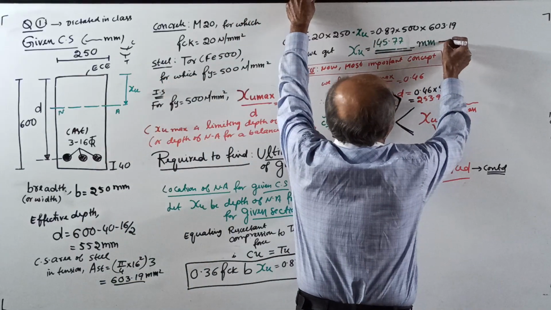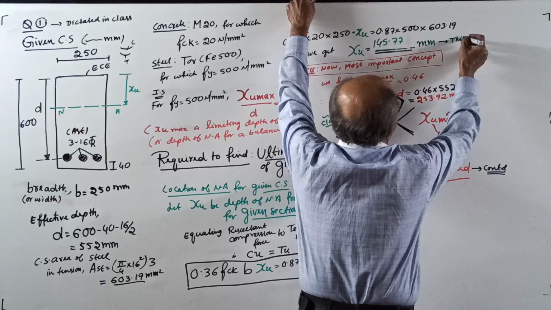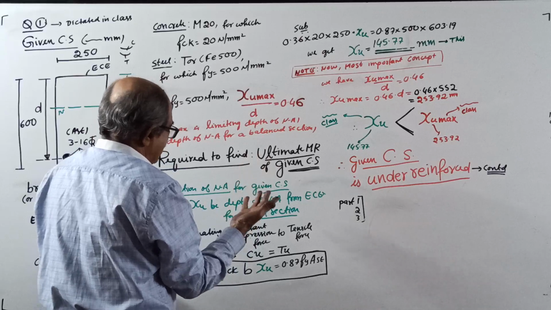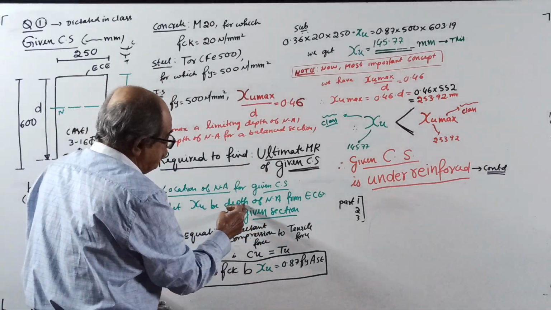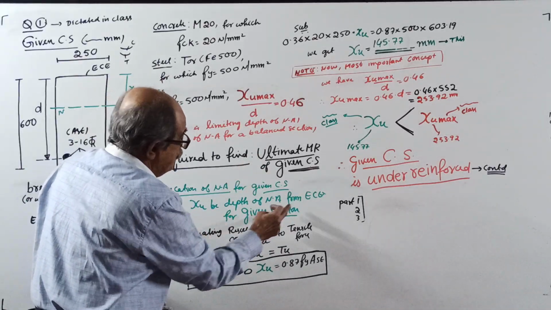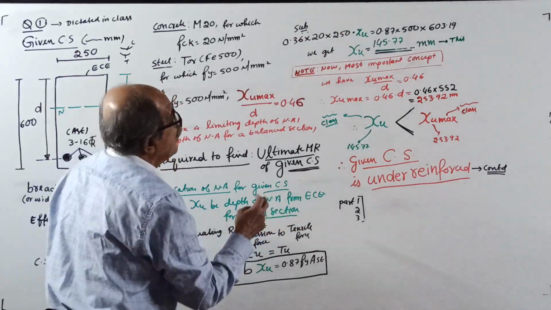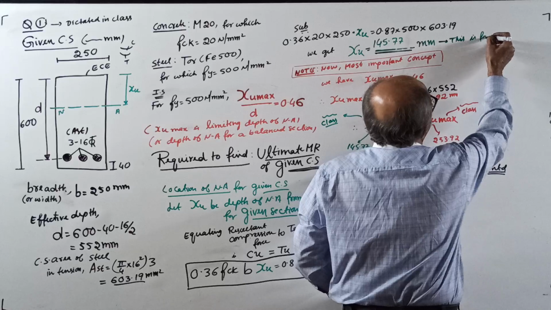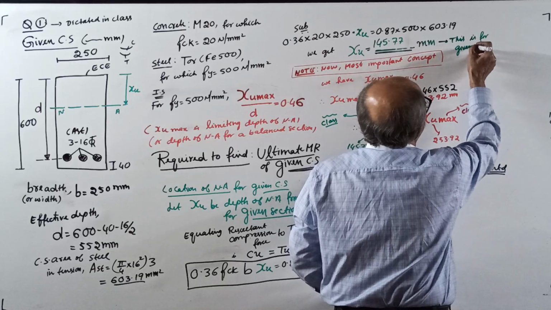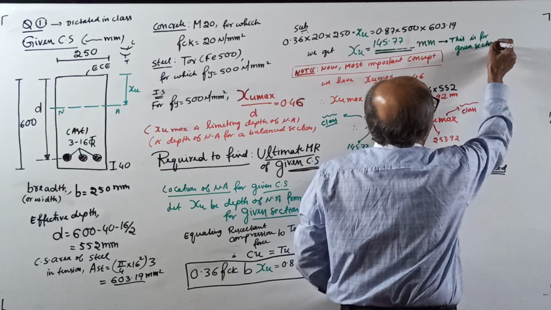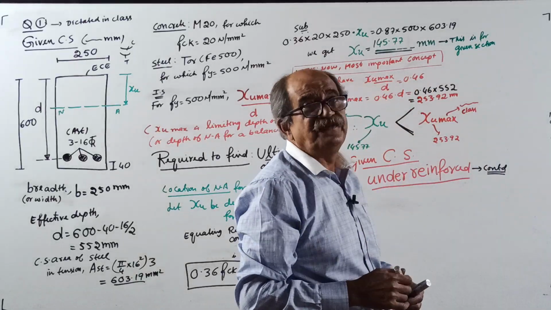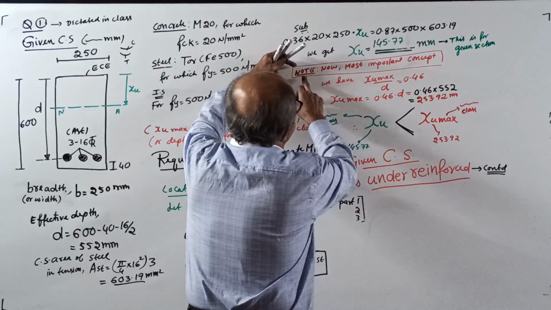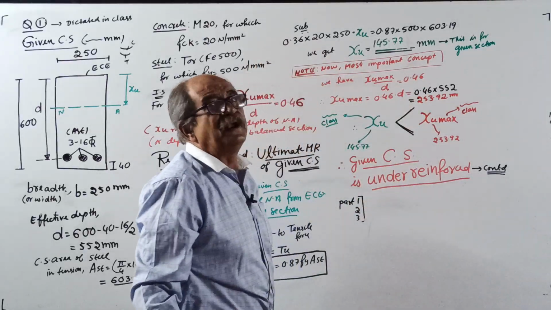Make a note here. I have already told this many times, so it is a waste of time. Let XU be the depth of neutral axis from the extreme compression edge for the given cross section. Once again, this is for the given section, the depth of the actual neutral axis. It has nothing to do with the limiting one. Now, note that this note is only for understanding.